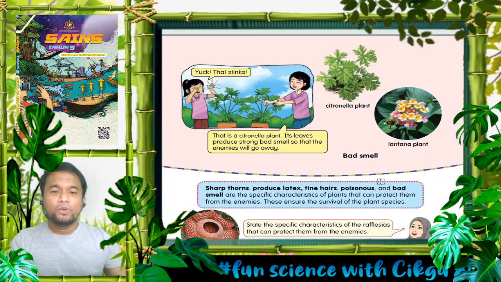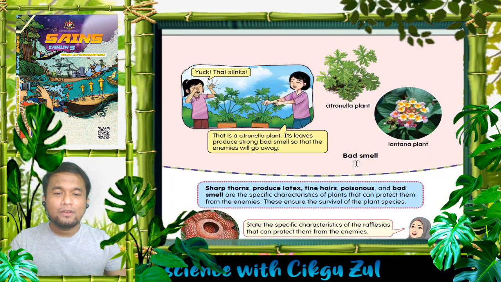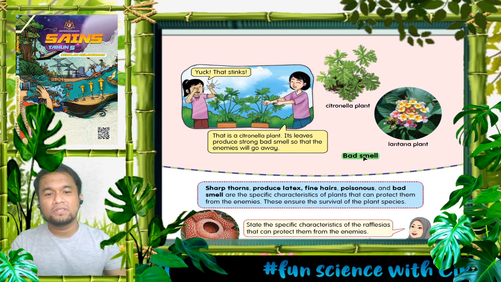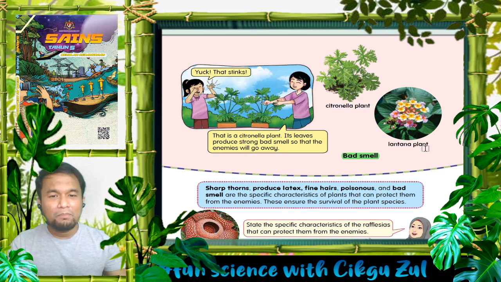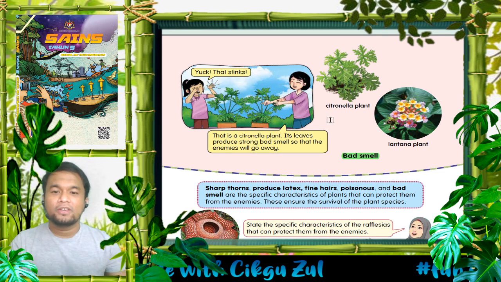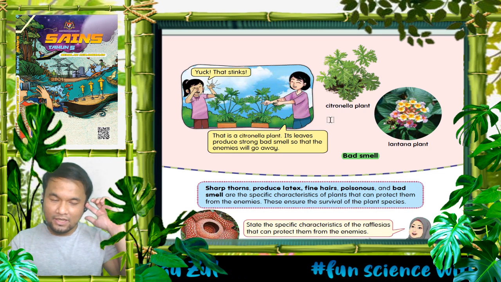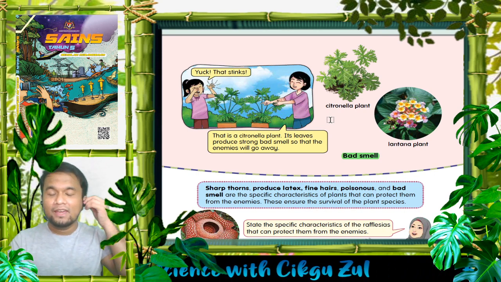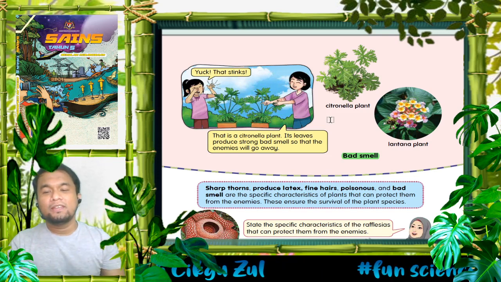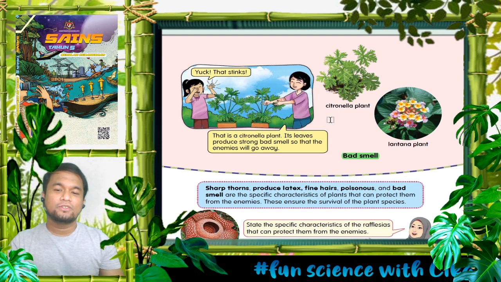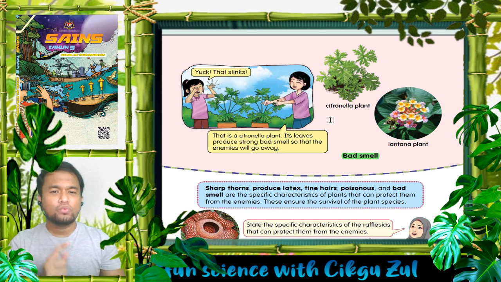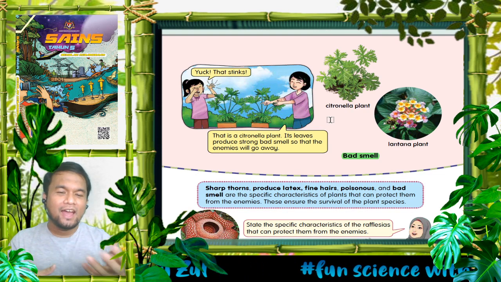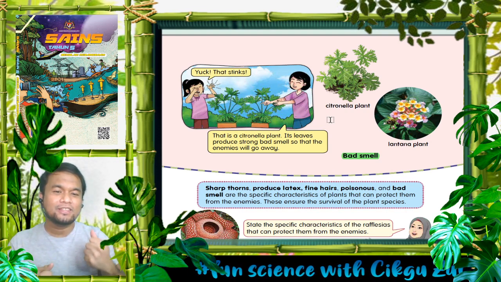Okay, next we go on to another plant which have bad smell to protect themselves from enemies. So it is like the Lantana plant and Citronella plant. Okay, also in this category is the tobacco plant. If you know the tobacco plant, it is tembakau used in making cigarettes. So they are smelly. That's why smokers have bad body odors, because they are taking or consuming the tobacco.